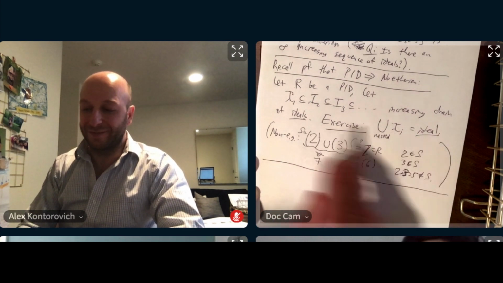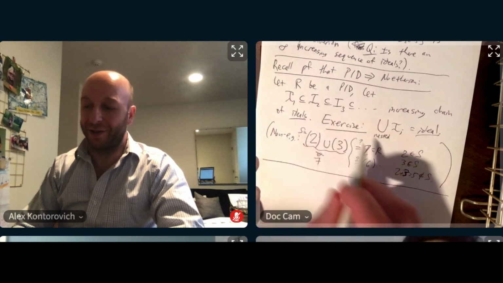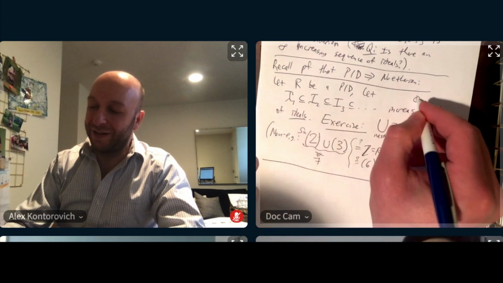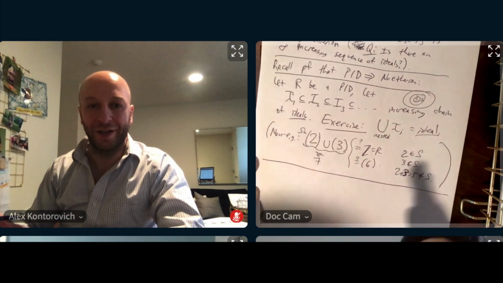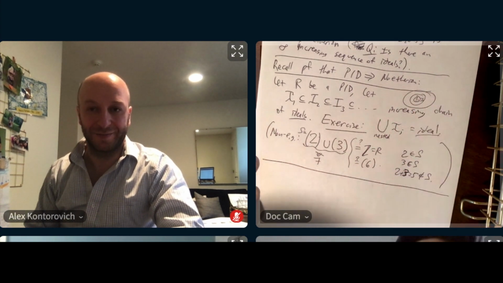but if they're nested, these ideals are all nested inside each other. They're growing. I1, then I2, I3, and so on is growing. So then that is an ideal.